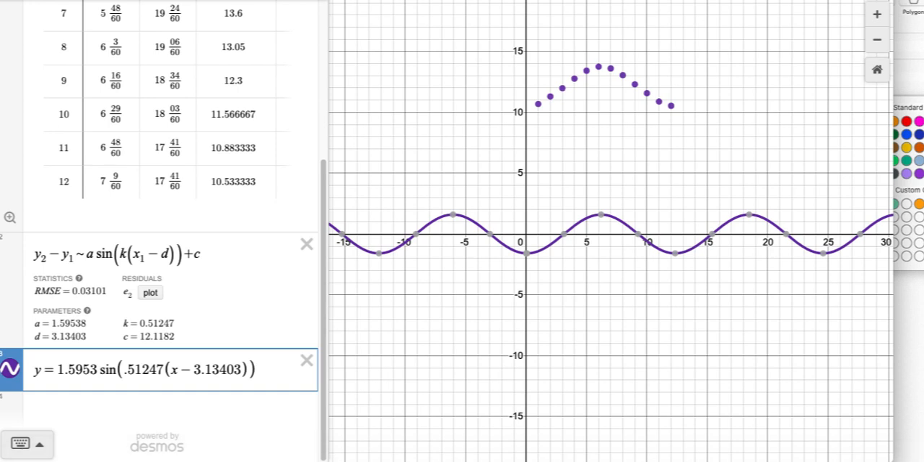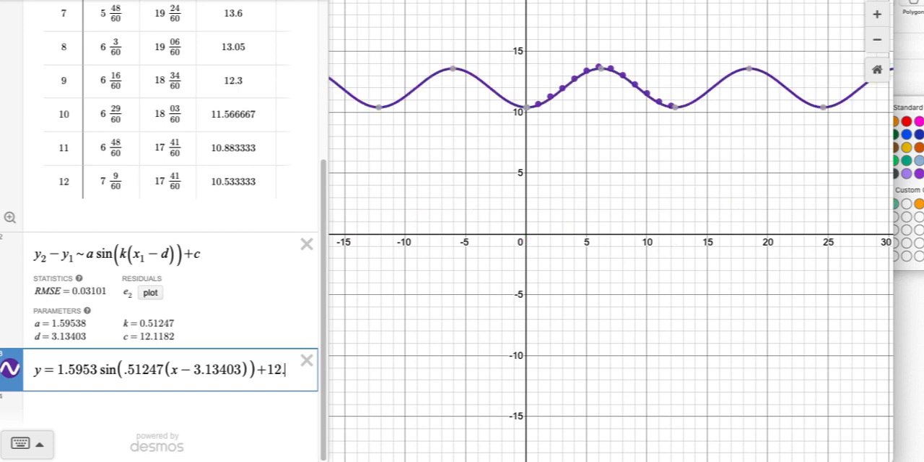And so the next thing I'm going to do is lift this up a bit by adding the c term, which is 12.1182. And we see we have a beautifully well-fitted graph for this situation. And so that's kind of pleasing. I don't know about you, but that feels right to me.